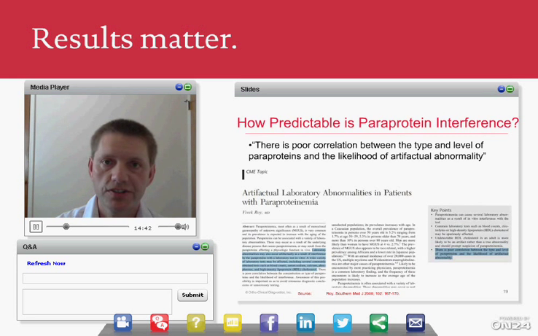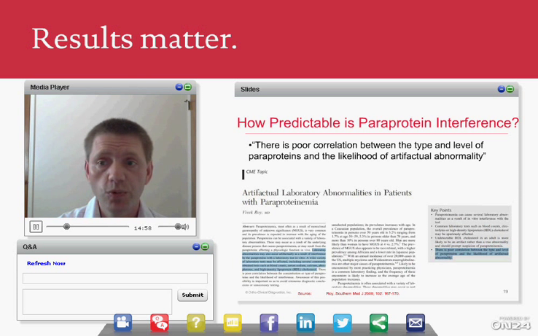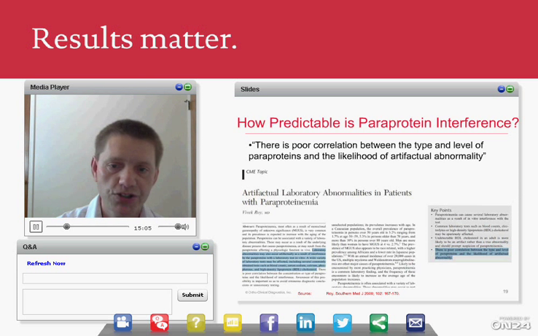Now that we've discussed the fact that it's fairly common to have paraprotein interference, I guess another question is, can you predict whether or not a sample that has paraproteins is going to demonstrate paraprotein interference in a given assay? And the answer is really there's no good way of doing that. Here's just a quote out of a CME publication on this topic: there's a poor correlation between the type and level of paraproteins and the likelihood of artifactual abnormality.